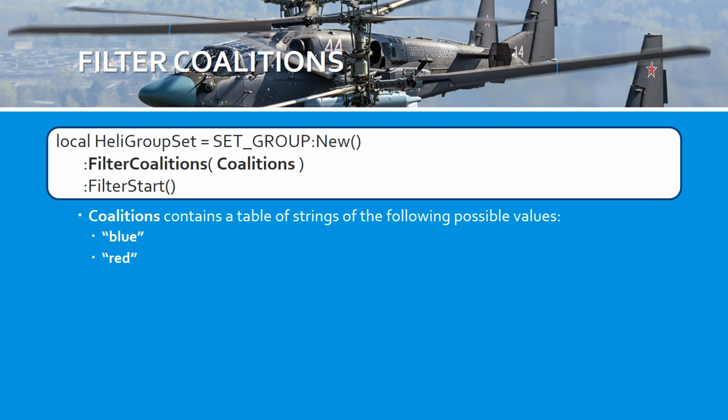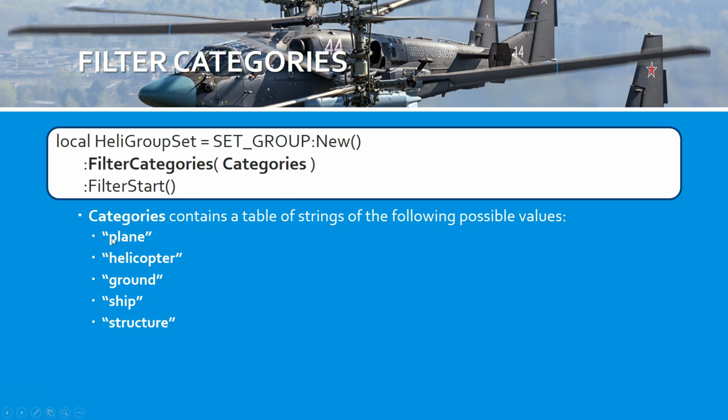Let's talk a bit about the filter criteria. How do you specify filters for coalitions? Well, as I said, the function filter coalitions takes a parameter, a table, coalitions. And this is a table of strings, so you can specify here actually two values, blue or red. These strings need to match, so the syntax of the strings needs to be correct. When you want to filter on specific categories of groups, then you have 5 options here. You can filter on plane, helicopter, ground units, ships and structures.